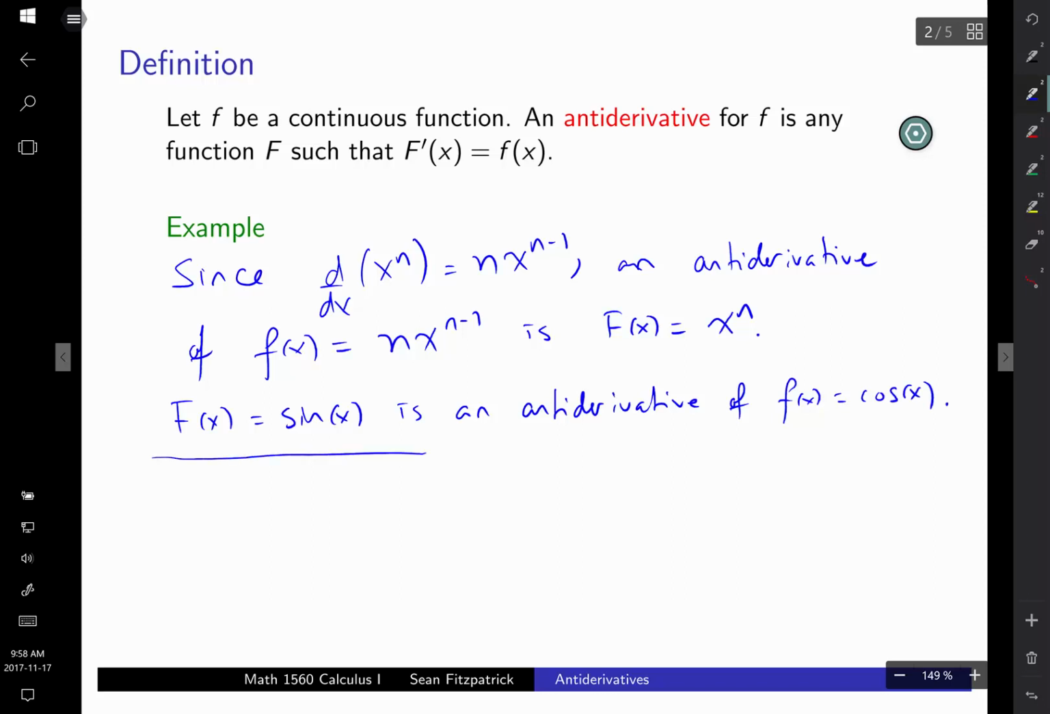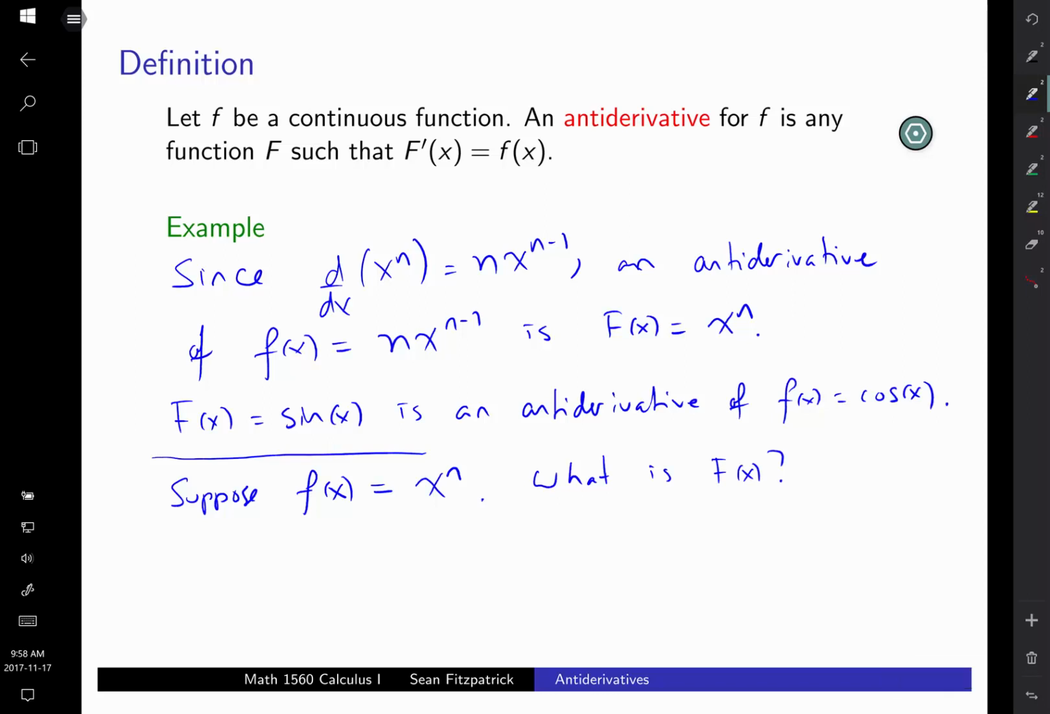Let's do a couple more detailed examples. Well, let's be a little bit more careful about this power rule one, right? So suppose I have f of x equals x to the n, and I want to find the antiderivative. Well, how would we have ended up with that x to the n, right? We kind of think of this as we obtained this by taking a derivative. So we started with some other function, we took its derivative, we ended up with x to the n.